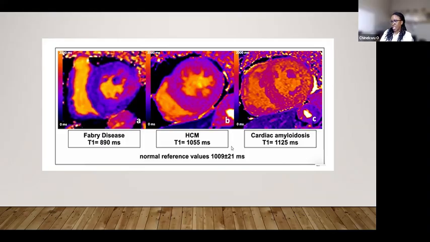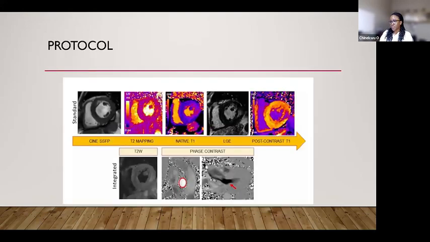And this slide is basically telling you, if you did an echo of these 3 patients, it will look exactly the same. But the patient with hypertrophic cardiomyopathy may have normal T1 or slightly elevated T1 if they have interstitial fibrosis. The patient with amyloid will have distinctly elevated T1 time, and the patient with Fabry's disease will have distinctly reduced T1 time. And basically, that's our protocol.